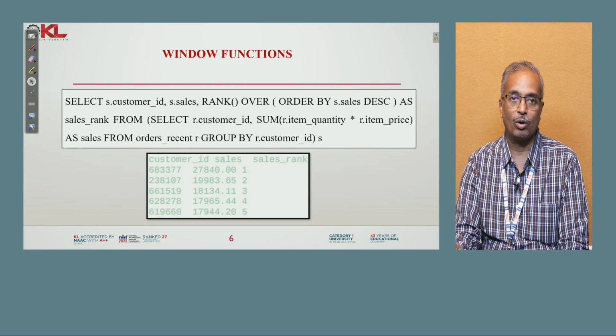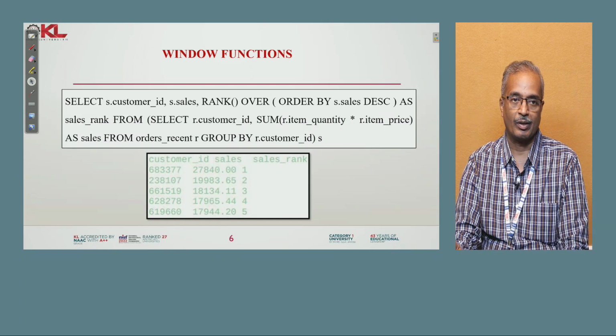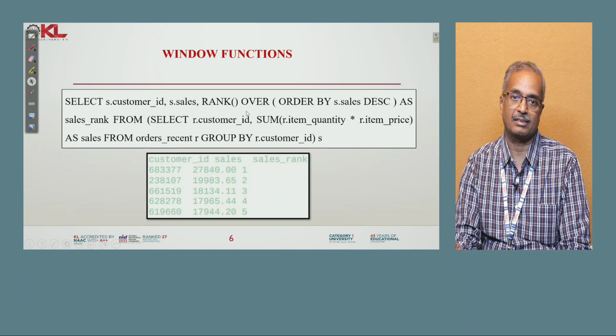The next one, how to use a window function. In the earlier session, I explained that there are 3 tables, 3 relations, and one more sub relation. One of the relations is the customers table, and the second one is the sales table. By using customer ID and the sales table, how do we define the rank?